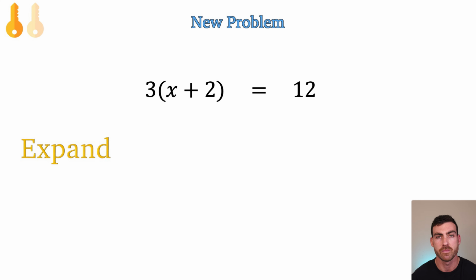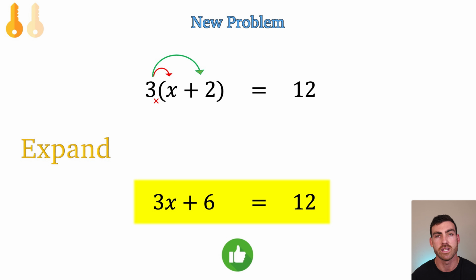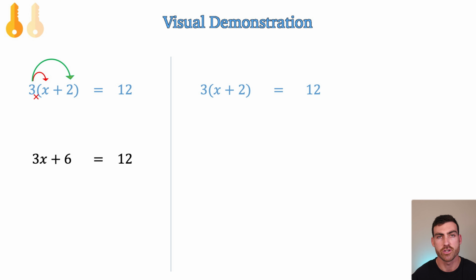Yes, expanding. Expanding is just multiplying the term outside the bracket with everything inside. Like this. Once we do that, the brackets are gone. And now look at what we have. It's a regular two-step equation. That's something we know how to solve. Let's look at this visually.